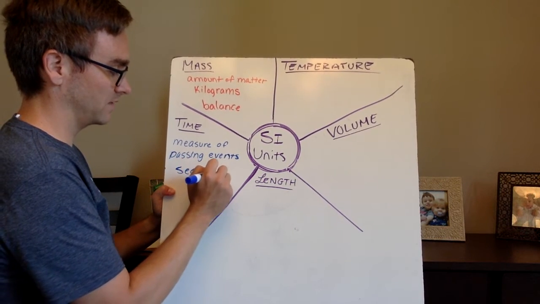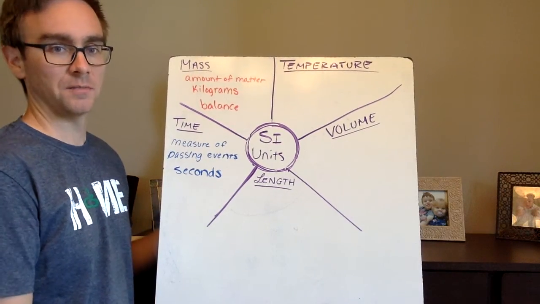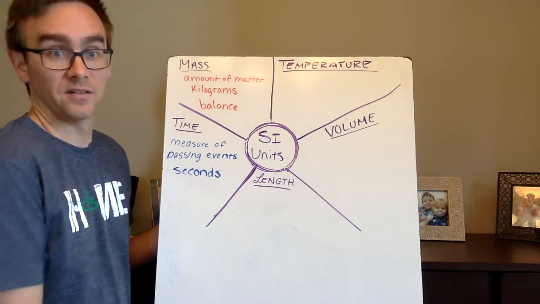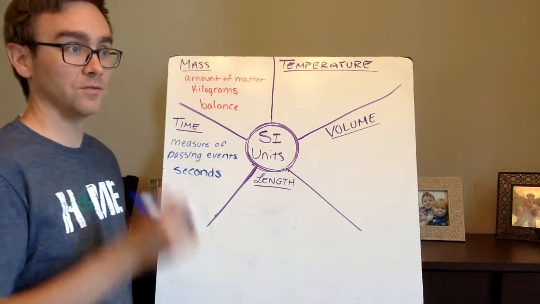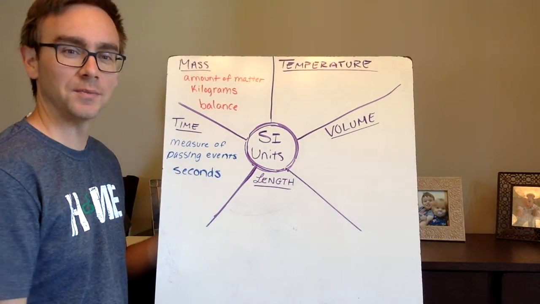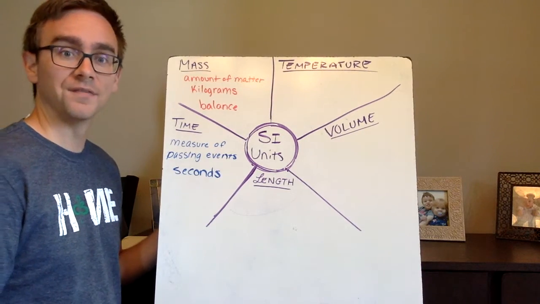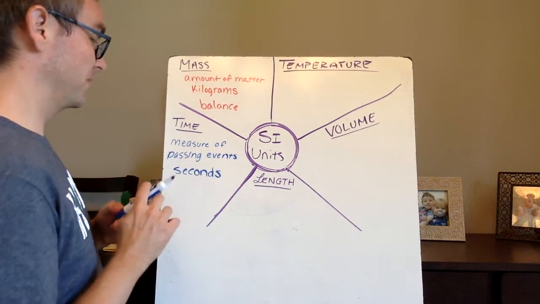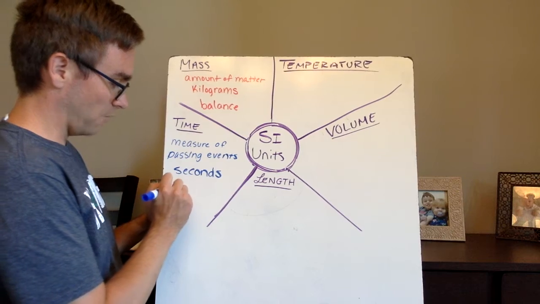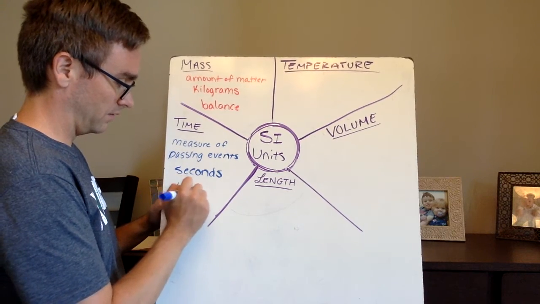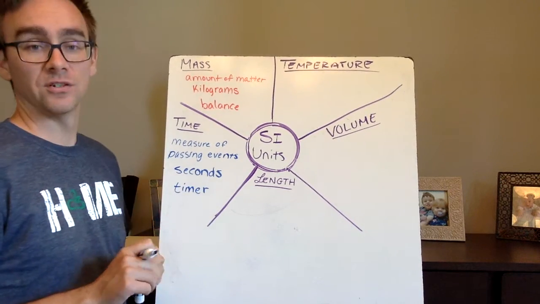We don't really use minutes in the metric system. We do seconds, just sometimes very large numbers. We could do kiloseconds, although that is not typically used, but milliseconds is used, especially in things like track and field and things like that. And we typically use some sort of stopwatch or a timer for that measure or for that tool.